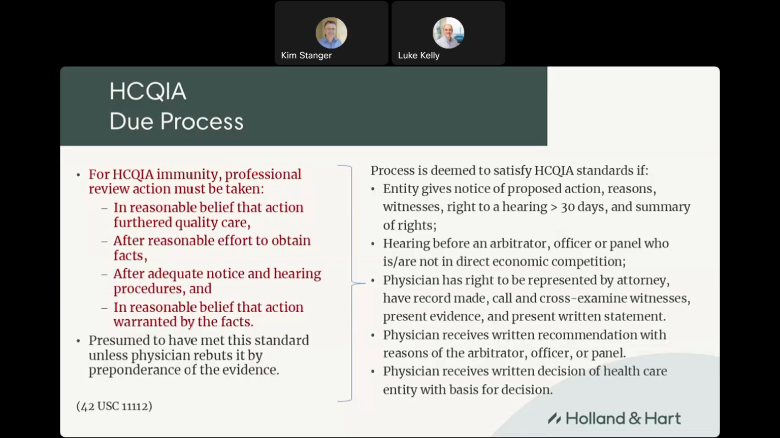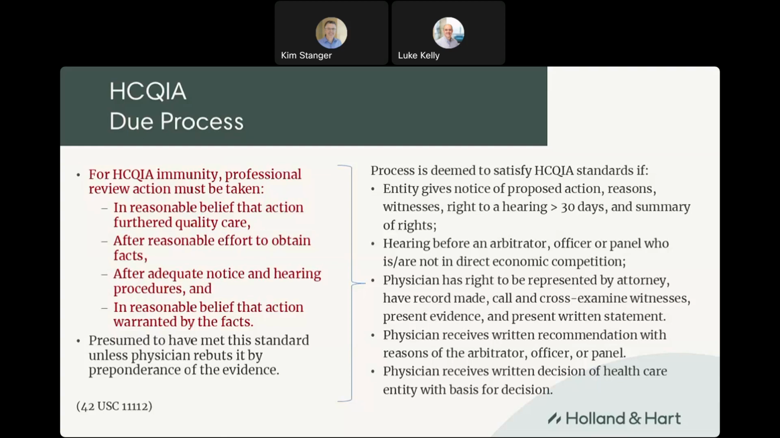So for HCQIA immunity, the professional review action that you take against that physician has to satisfy these 4 criteria. It has to be in the reasonable belief that the action furthered quality care, after a reasonable effort to obtain the facts, and after adequate notice and hearing procedures were given to that practitioner or physician, and the decision has to be taken in the reasonable belief that the action was warranted by the facts. That is the standard to determine whether or not you get HCQIA immunity. And you are presumed to have met that standard unless the physician rebuts it by a preponderance of evidence. So that's very helpful to health entities who are engaging in credentialing activities.